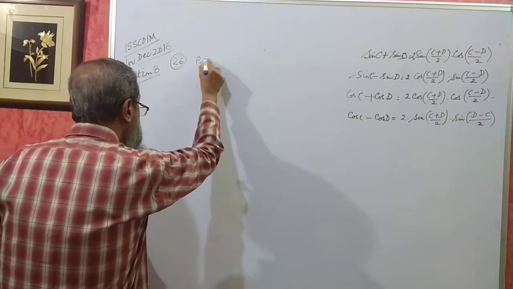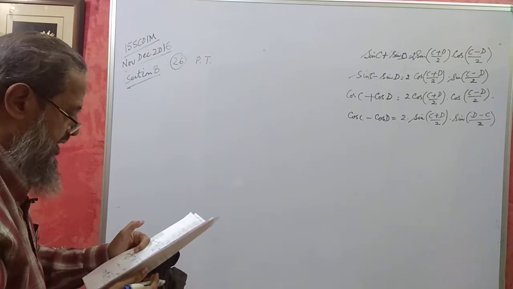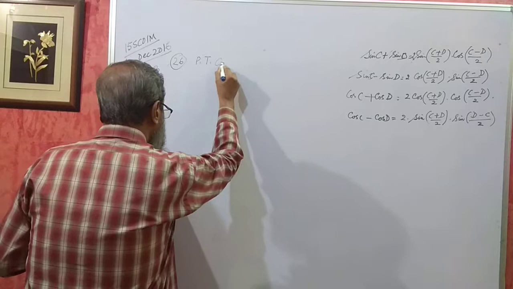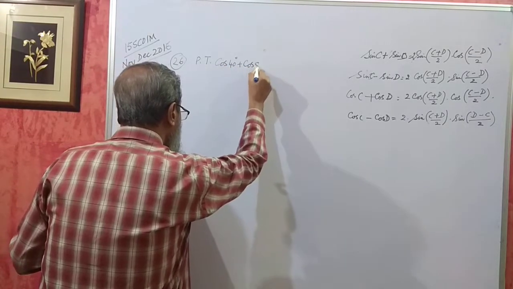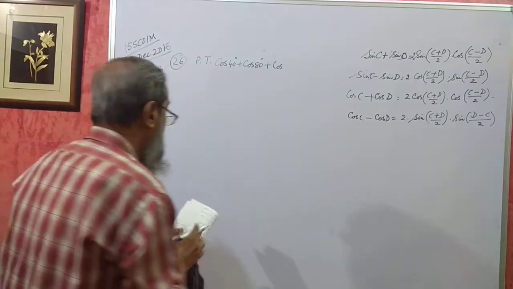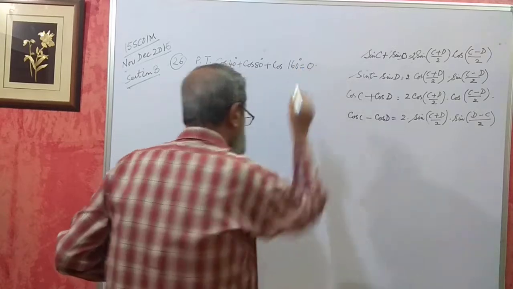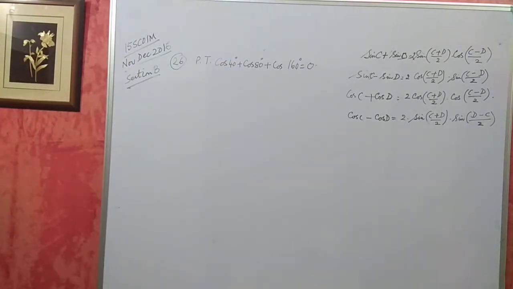Prove that cos 40 degree plus cos 80 degree plus cos 160 degree is equal to 0. This is for 5 marks. When it comes in section B, it is for 5 marks. When it comes in section C, it is for 6 marks.